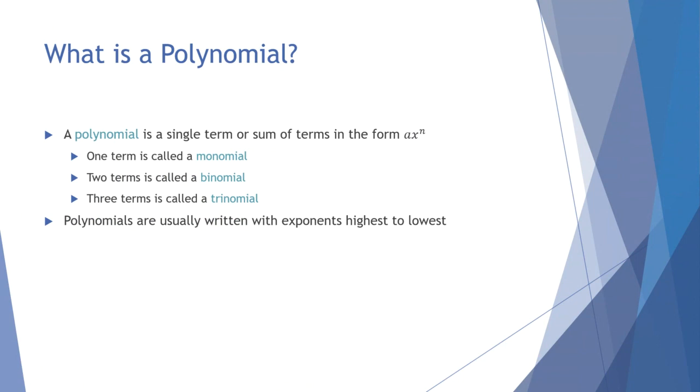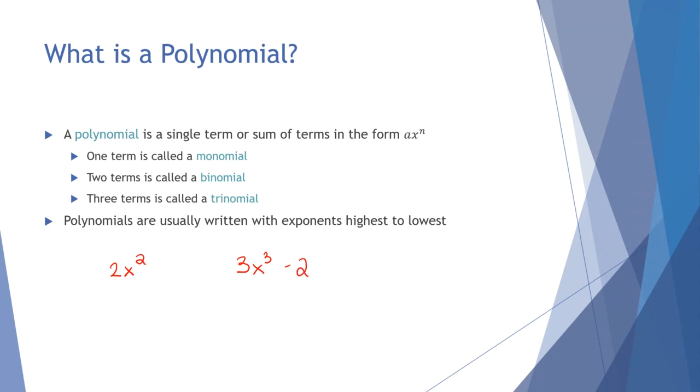So some examples would be 2x squared. So that's in the correct form. Now, if you have something that's 2x squared, that is called a monomial because it's only one term. Two-term things are called binomials. So an example could be 3x cubed minus 2.